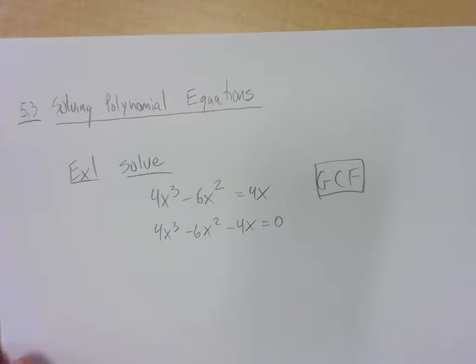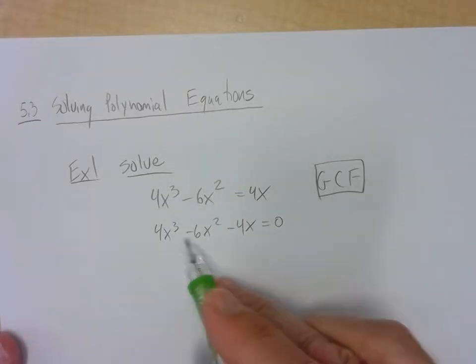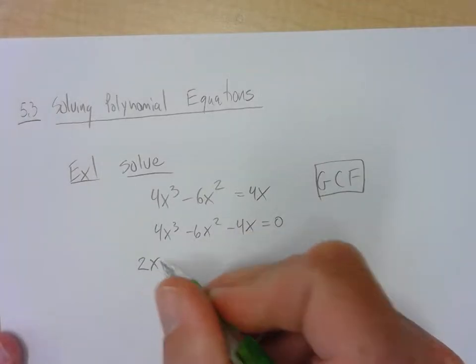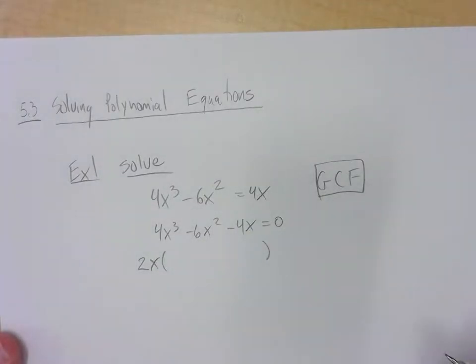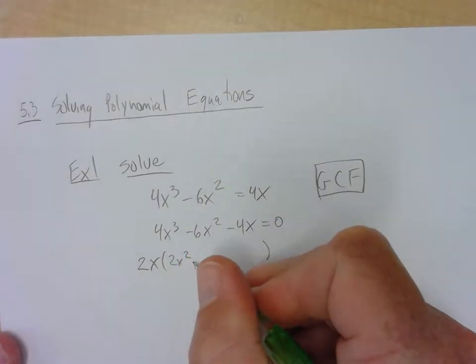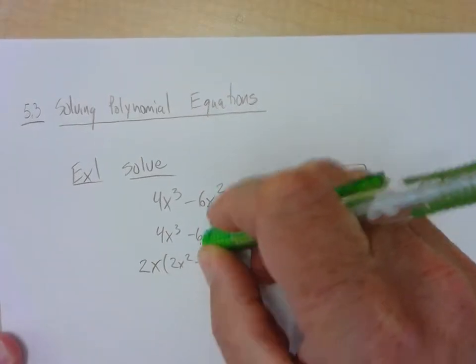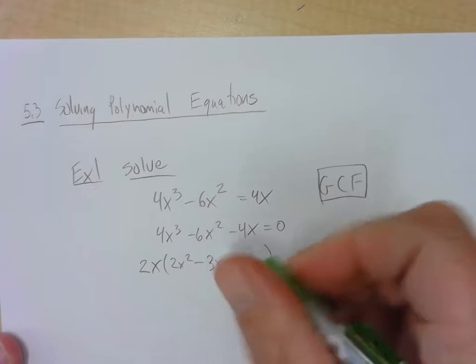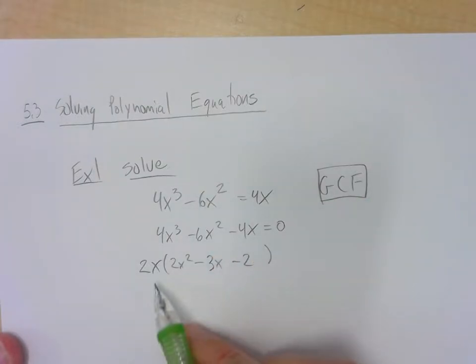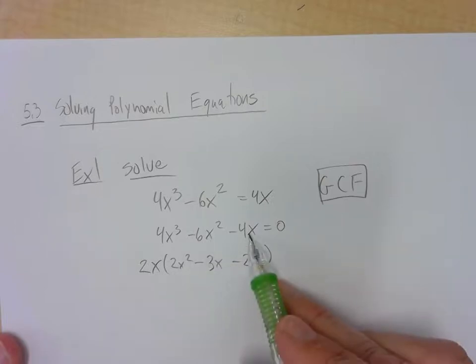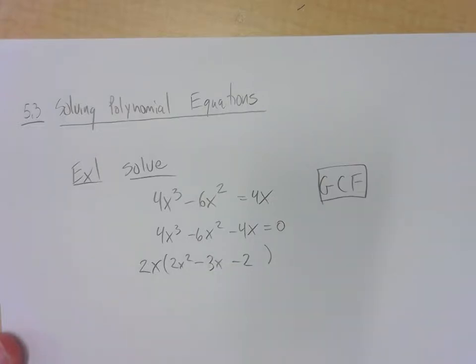Okay. So I'm going to take out the GCF. All of these are even. That means they're all divisible by 2. And they all have an x. They're all divisible by x. So we're going to take out the GCF first. And that would leave 2x squared minus 6x. No, not 6x. 3x. And minus 2. So this times this makes this. This times this makes this. This times this makes that. So we're good.